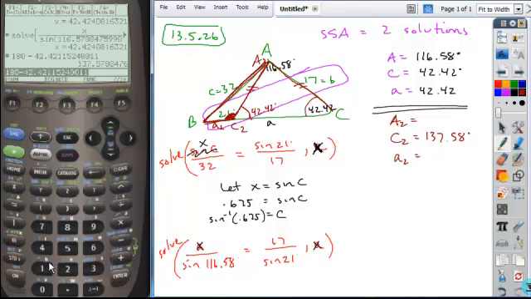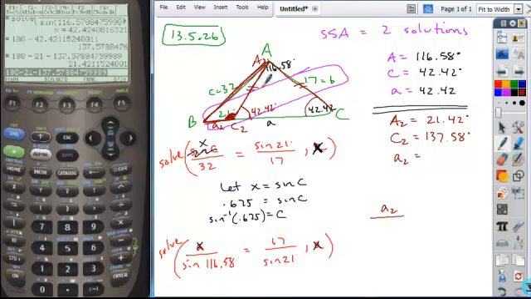And then my angle A can be found by taking, just like I did up here to find angle A, 180, subtract the known angle B, 21 degrees, and subtract the angle I just found, C, this 137 degrees, and I get my measure of 21.42. And my final step is to, again, calculate for my side A. I'm going to use the law of sines, A over the sine of the angle opposite it, which we found now to be 21.42. That's still going to equal my set ratio, 17 over sine of 21.